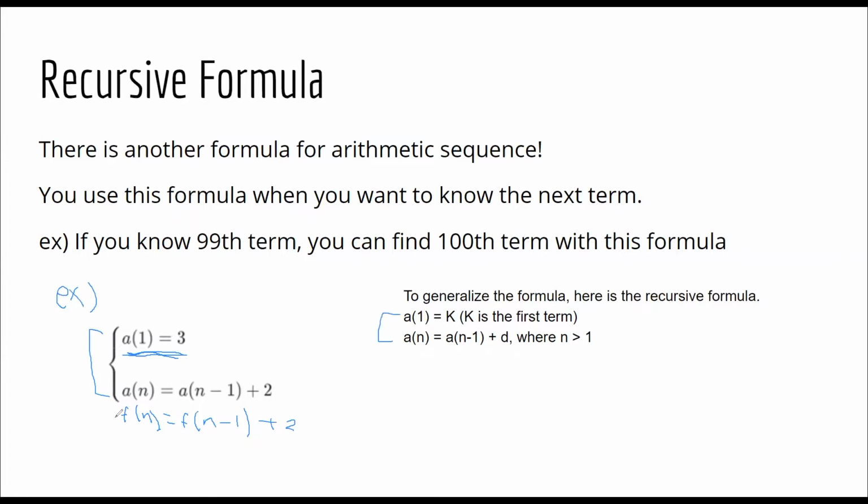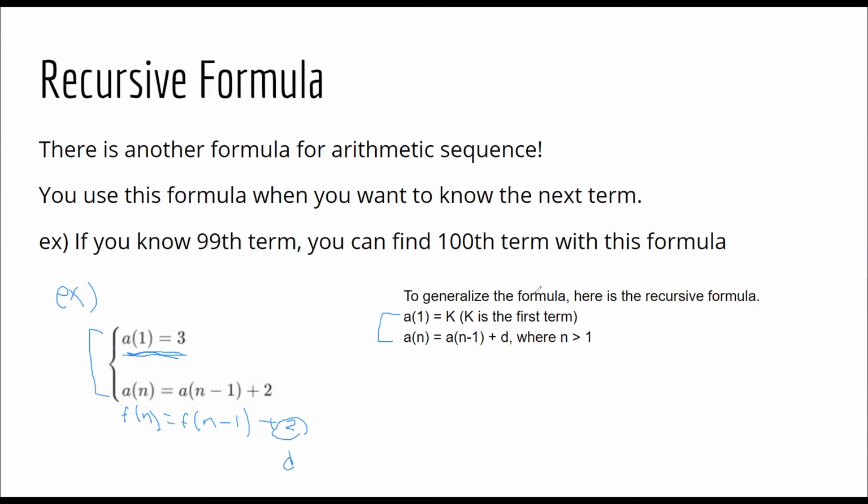Okay, so the second part is fn equals fn minus 1 plus 2. So 2 is the common difference, and fn minus 1 is the term before fn. So for fn, like this is the second term, you have to know the first term plus d. That's what this formula is saying.